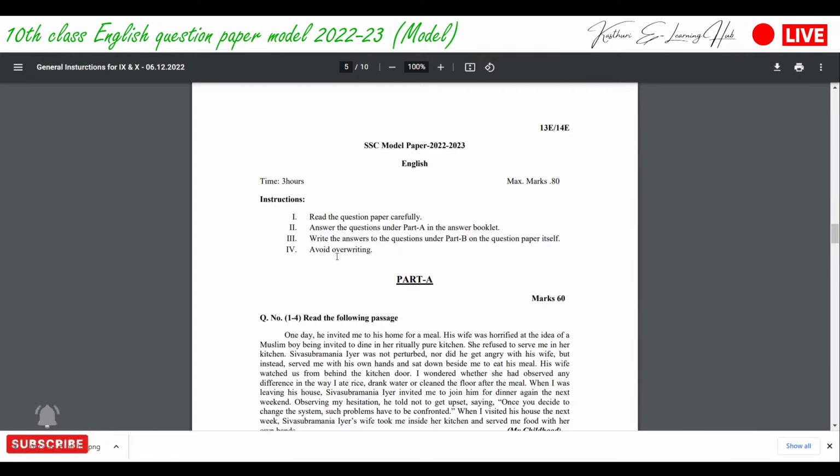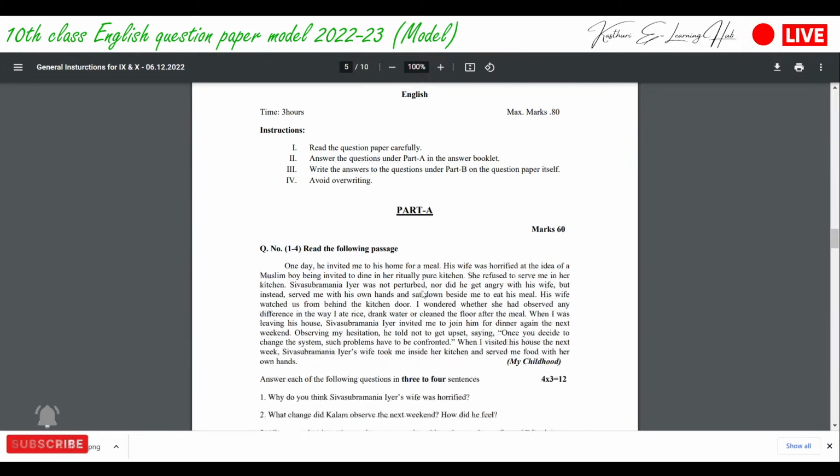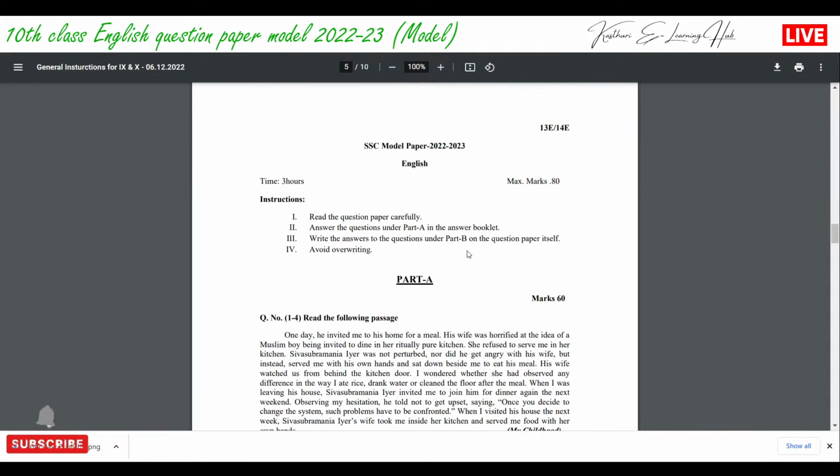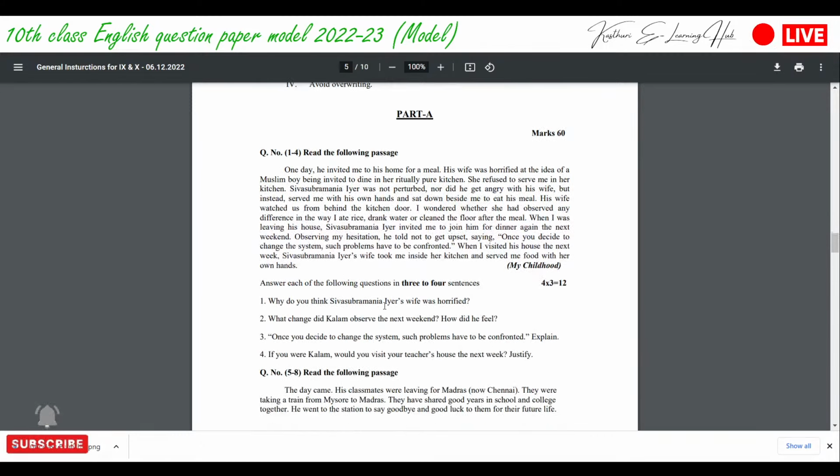Okay, and here you have to read the question paper carefully. Answer the questions under part A in the answer booklet. You are given an answer sheet. In that you should write. Write the answers to the questions under part B on the question paper itself. So for bit paper, you have to write in the question paper itself and tie the question paper to the answer sheets. Okay. And then avoid overwriting. Whatever you are writing, think and write. You have ample of time to think and write. Do not overwrite. Do not strike. Okay. Write, present the paper neatly and tidily.